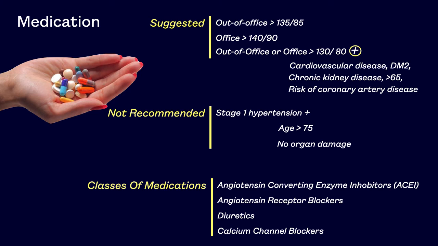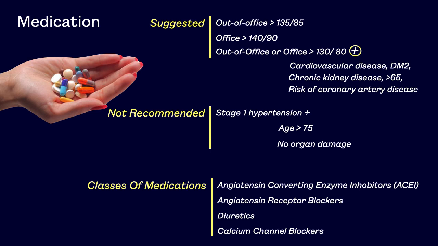Especially, they need to have at least one of the following: cardiovascular disease, type 2 diabetes mellitus, chronic kidney disease, be over 65 years old, or have an elevated risk of coronary artery disease that we will see in the next lecture. On the flip side, it's generally recommended not to give antihypertensive medication to patients with stage 1 hypertension that are either over 75 years old or have no organ damage.